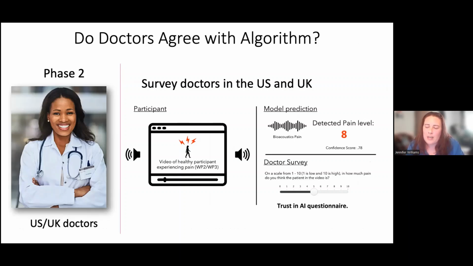And then we will have a trust in AI questionnaire alongside this. So we will ask the doctors, how much pain do you think the person is in? And do you agree or disagree with the pain level that our algorithm has detected?